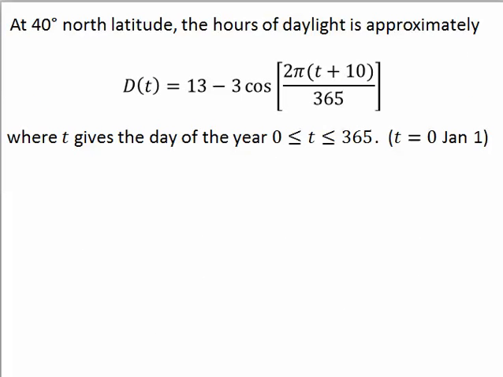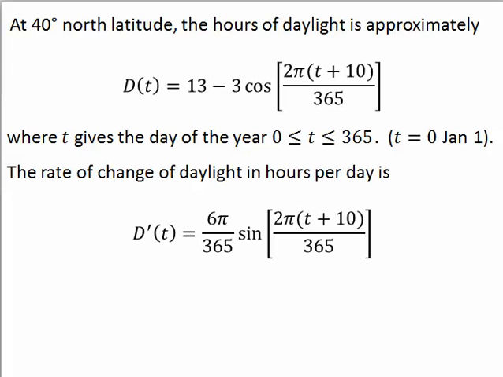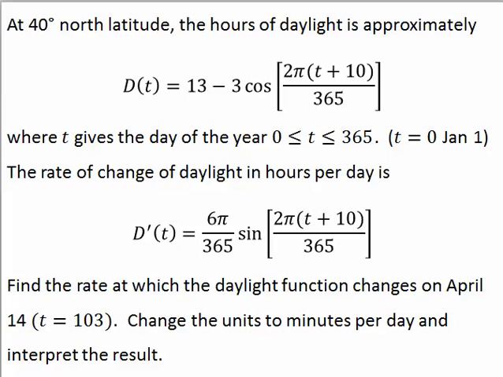All right, so let's go back to the problem. This is my daylight function. It gives me the hours of daylight at day t, where t runs from 0 to 365. And this is my rate of change. It tells me how fast or slow daylight is changing. I'd like to find the rate of change for April 14th.